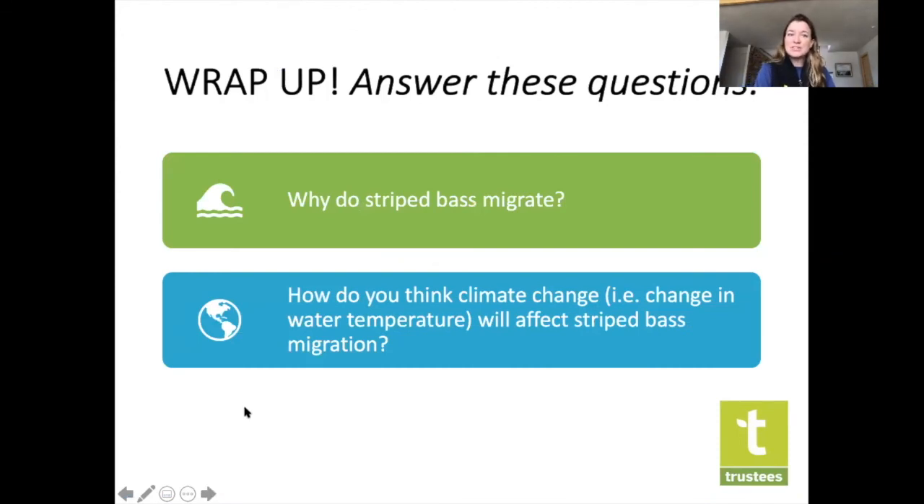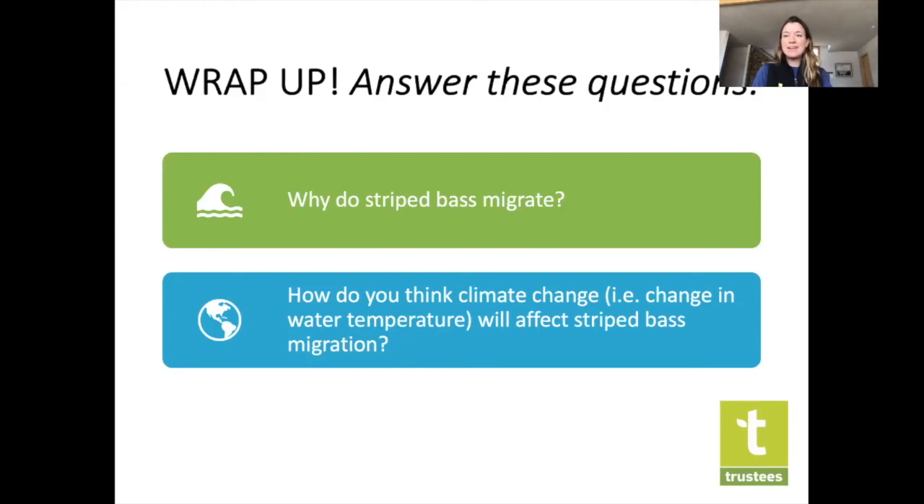So now I'd like you to answer these final 2 questions for today's lesson. Why do striped bass migrate? And then finally, how do you think climate change will affect striped bass migration? And when I say climate change, let's really think about changes in water temperature. You can come up with quite a few different answers for that one because it will affect that migration in many ways. But what do you think? So take some time to answer those questions.